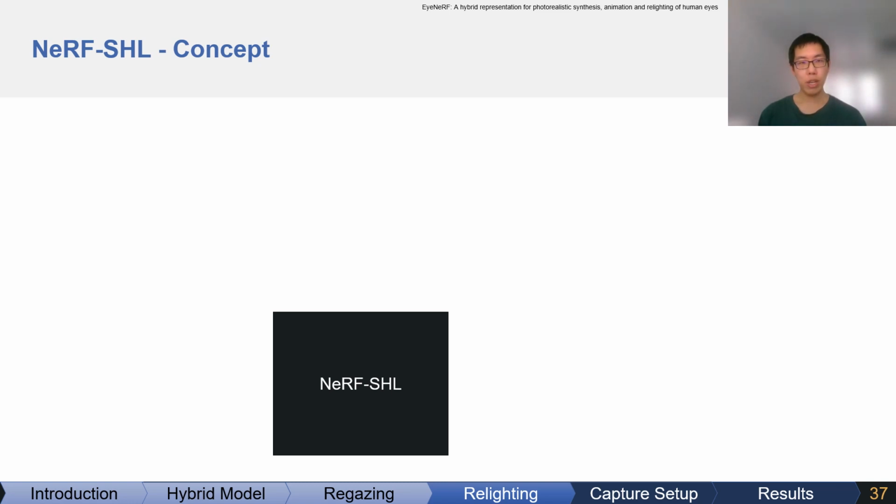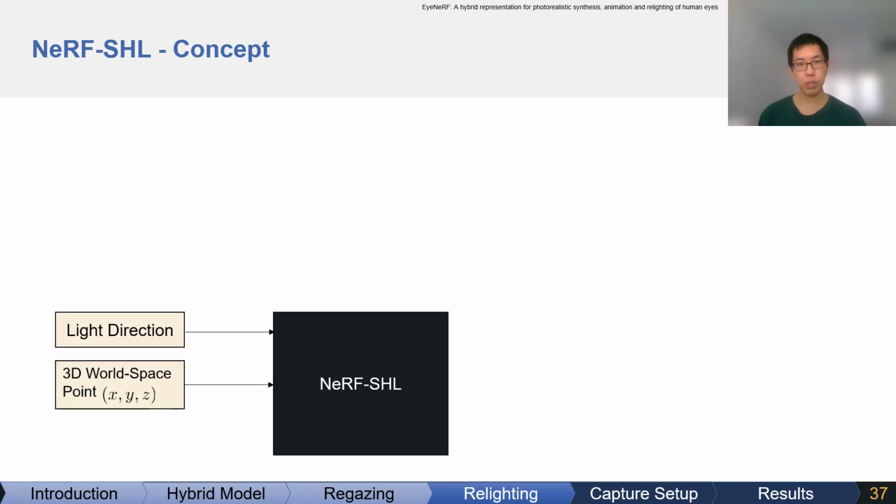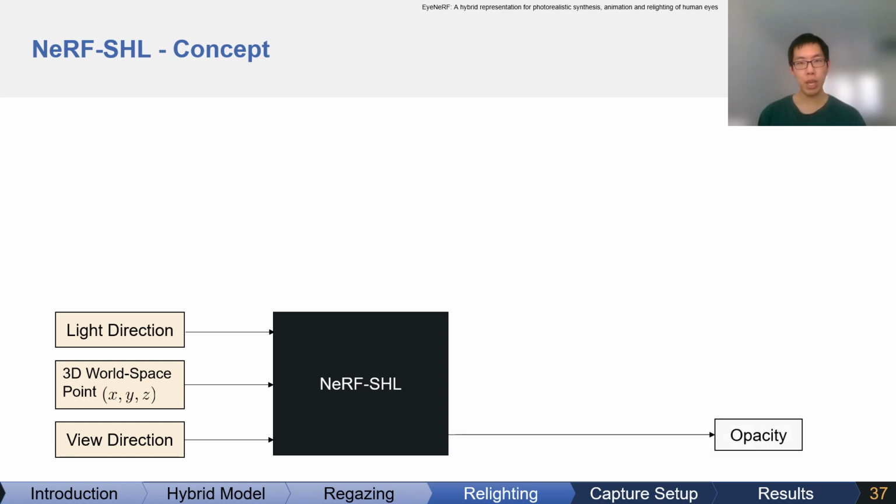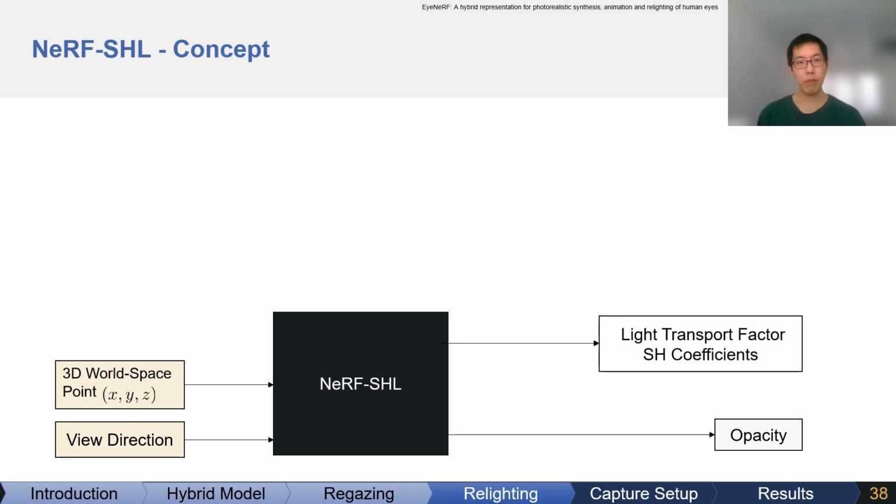Our network needs to take in as inputs the light direction, the world space point, and the view direction. And as an output, it needs to produce the opacity, as well as the total amount of light transported, as a factor of the colored light intensity. However, this would require evaluating our network once for every single light source in the scene, which would make it quite expensive to evaluate and train on if there are multiple.